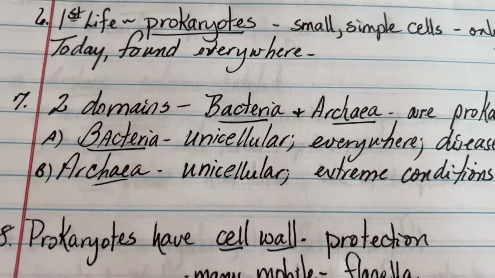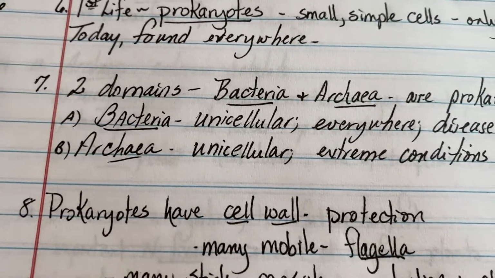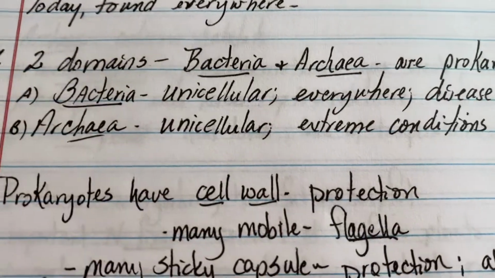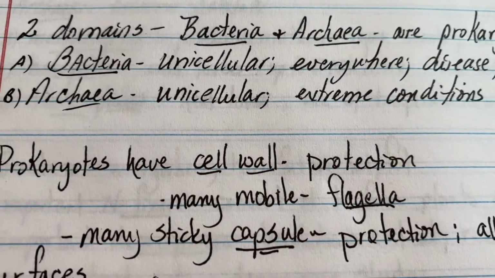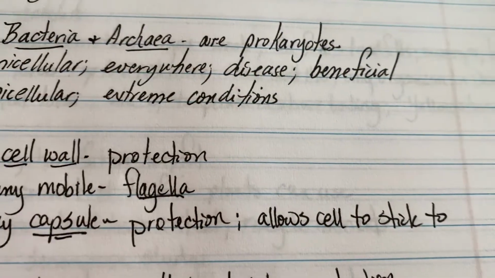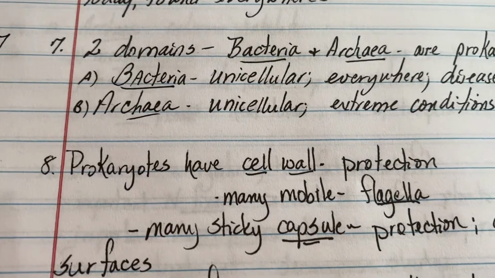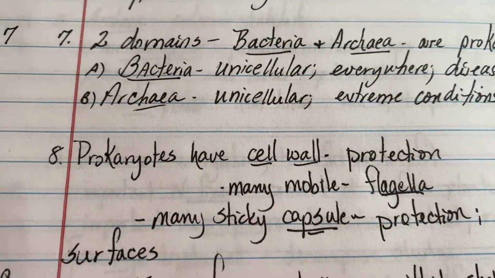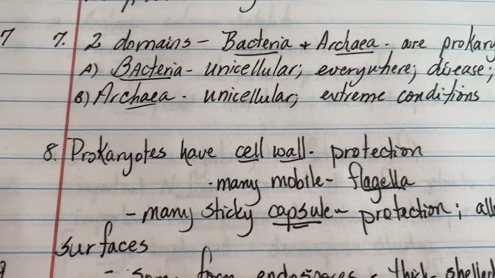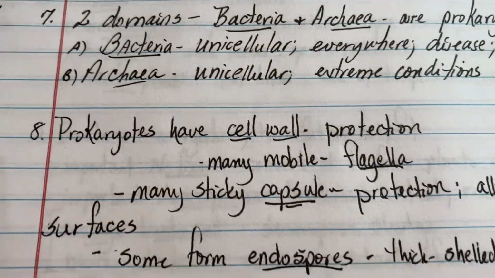Prokaryotes have a cell wall for protection. It's not the same as the cell wall of plants in composition, but it has the same function. Many of them use flagella to move around. Some of them have a sticky capsule which provides protection and allows the cell to stick to surfaces. If you've ever thought about how the heck do I get strep throat when I'm constantly drinking hot tea? How can these bacteria hang on? Well, the capsule is one of the ways.